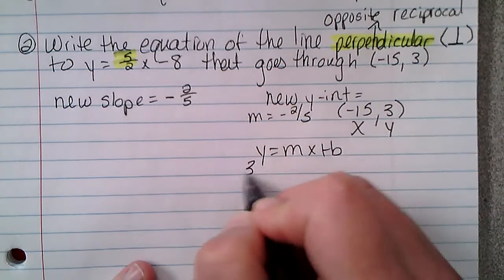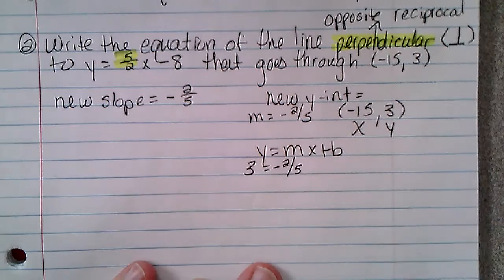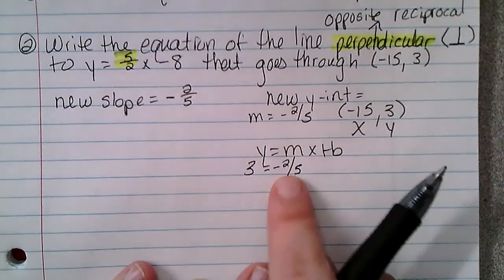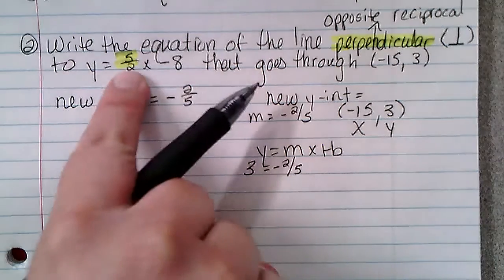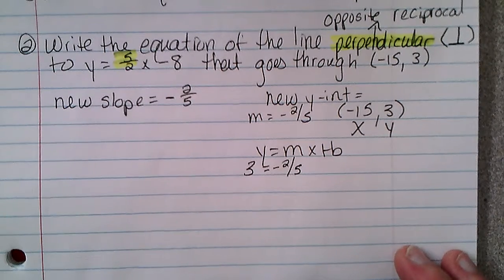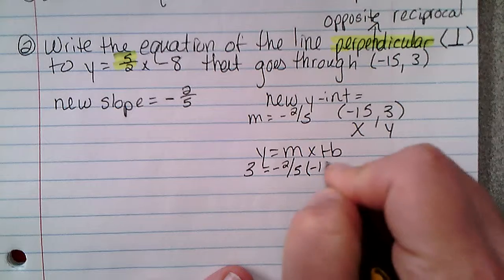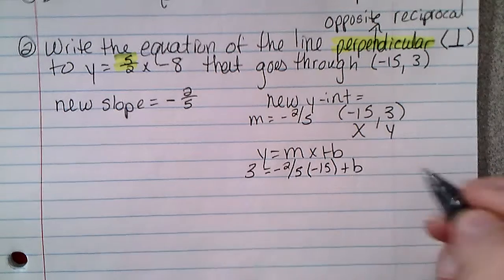So y is 3. The opposite reciprocal slope is negative 2/5. You want to use the slope for this line, not the slope for the first line. Again, perpendicular, the slopes are going to be different. Opposite reciprocals. Multiply that by the x value, negative 15. Add the b.